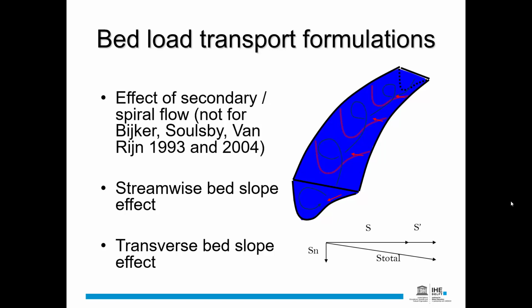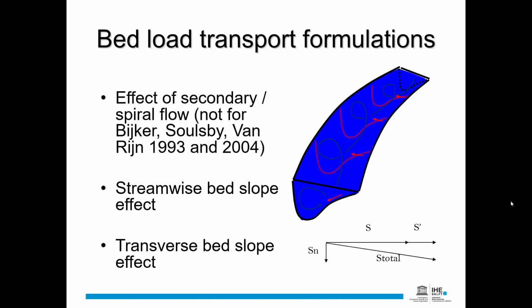usually you have other forces on the sediment as well. Because we are making a 2D model, depth average, resolving the secondary flows in a 2D average model is not easy. So there are some empirical ways to add these effects to the sediment transport, and it is included in Delft 3D if you turn that on. But it cannot be used for sediment transport formulation of Bijker, Soulsby, Van Rijn 1983 and 2004.